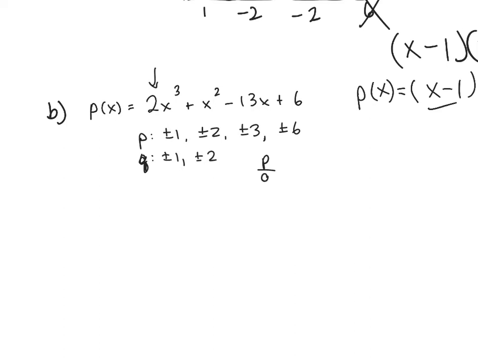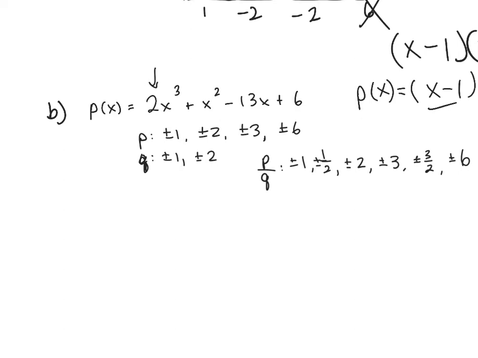So then P divided by Q is 1 divided by 1, which is 1. And then 1 divided by 2, which is 1/2. Plus or minus 1/2 rather. 2 divided by 1 is plus or minus 2. 2 divided by 2 is plus or minus 1, and we already have that one there. 3 divided by 1. And then 3 divided by 2 is plus or minus 3/2. And then 6 divided by 1. And then 6 divided by 2 would be just plus or minus 3, which we already have. So that is a list of possible rational zeros.